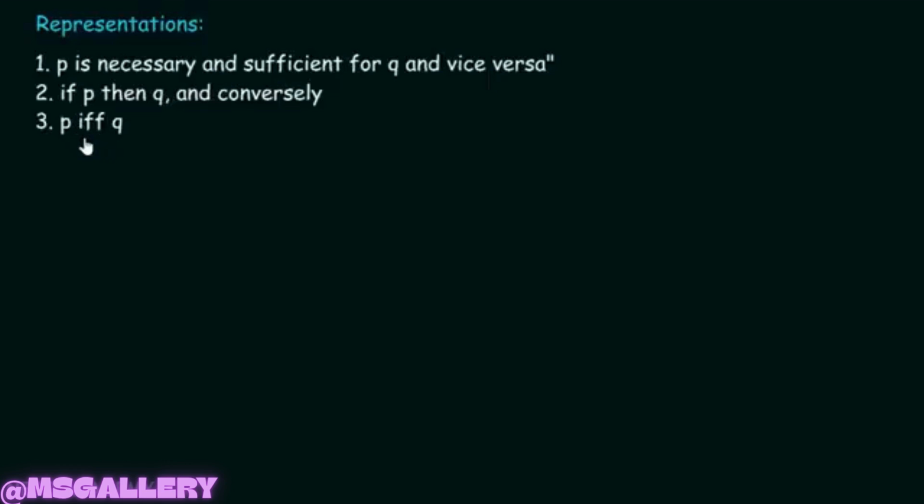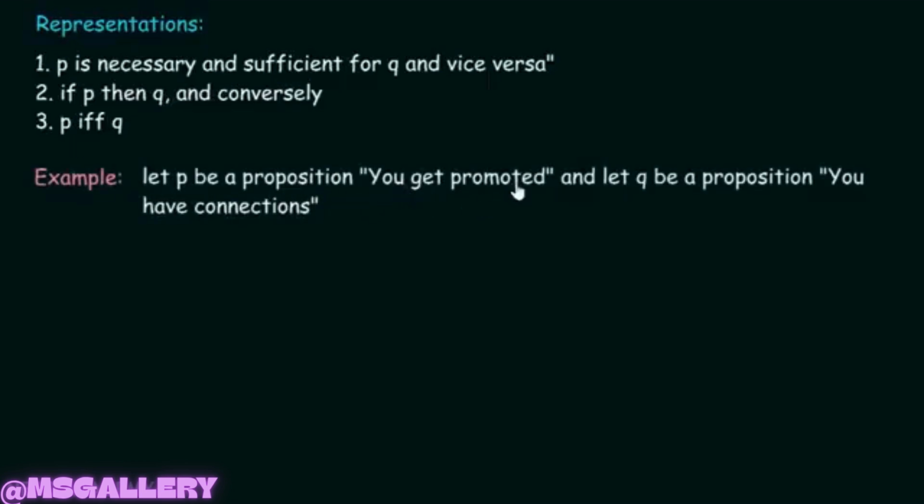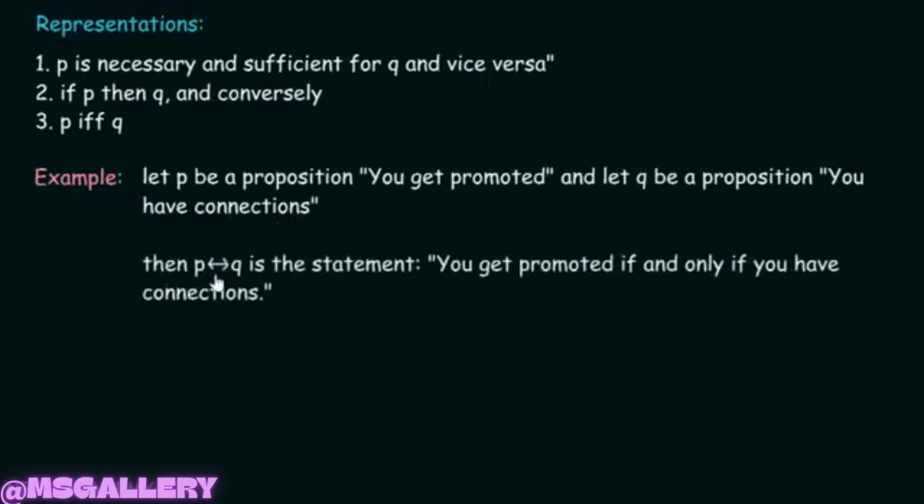Let's consider one example in order to understand how we can write biconditional statements if we have two propositions P and Q. Let P be the proposition, you get promoted, and let Q be the proposition, you have connections. Then, P if and only if Q is the statement, you get promoted if and only if you have connections. As simple as that. Now, this particular compound proposition is true whenever P is true and Q is true, or whenever P is false and Q is false.